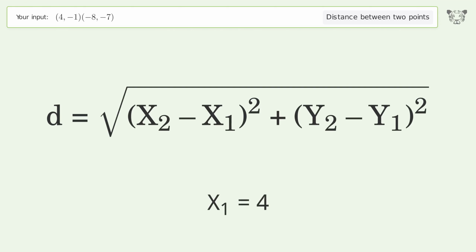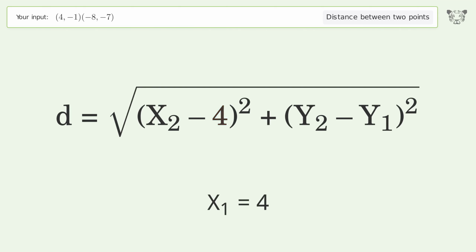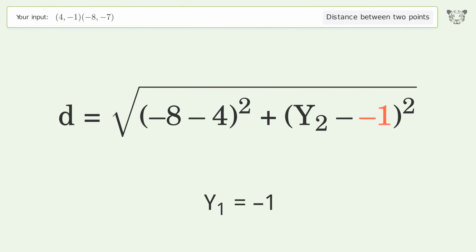x1 equals 4. x2 equals -8. y1 equals -1. y2 equals -7.